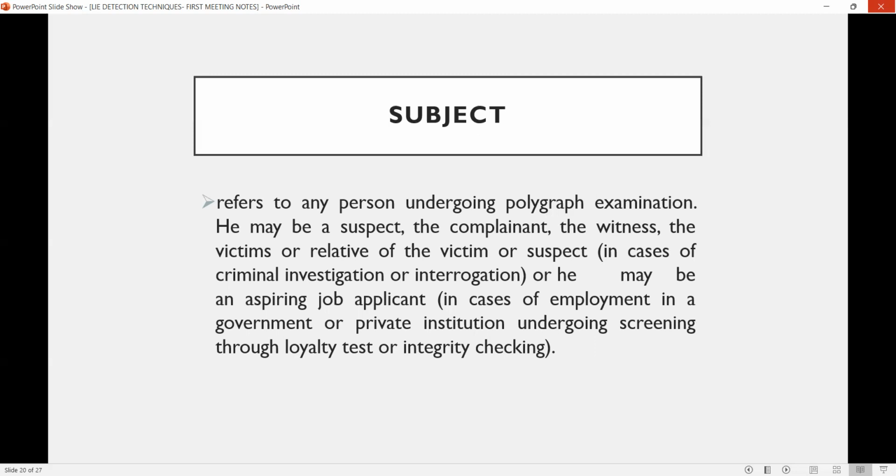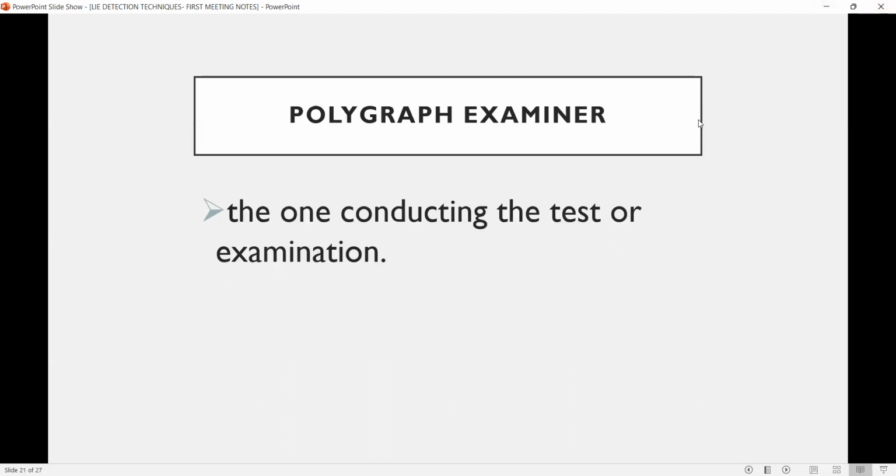Okay? Or a subject may be an aspiring job applicant, like mo-apply ka sa NBI or CAA, pre-employment screening, polygraph exam dyan ka. Okay, so in case of employment in the government or private institution, undergoing screening through loyalty test or integrity check. So subject. Then the polygraph examiner, or polygraphist, or forensic psychophysiologist, is the one conducting the test. Siya mo'y mo-ask og general questions test, either relevant or irrelevant questions sa subject. Okay, so that's a polygraph examiner.